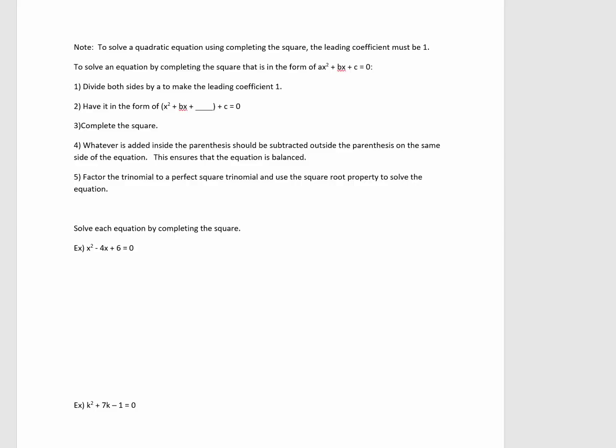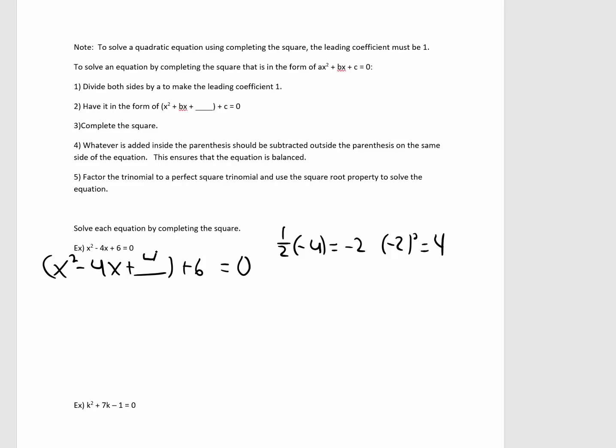All right, so let's solve each equation by completing the square. Notice the leading coefficient is 1, so I don't need to divide anything out. So let's write it out in the form. So I'm going to take half of -4 and square it. That's 4. So I'll be adding 4 on the inside and subtracting 4 on the outside.